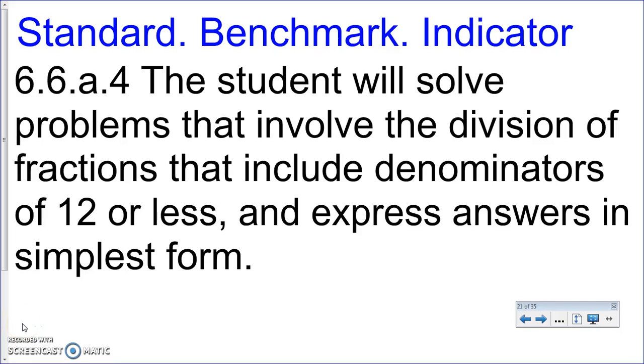Today we will learn how to divide whole numbers by fractions. Please copy down the standard benchmark indicator on a clean page in your math notebook. The student will solve problems that involve the division of fractions that include denominators of 12 or less and express answers in simplest form.